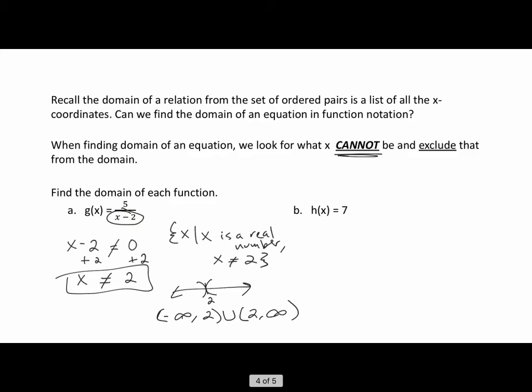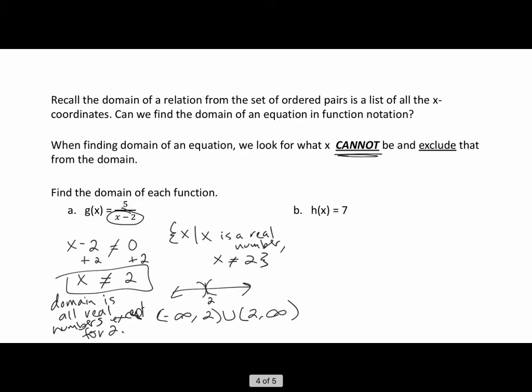You could probably just say in words that the domain is all real numbers except for 2. So any other real number is in the domain of this function, but not 2.